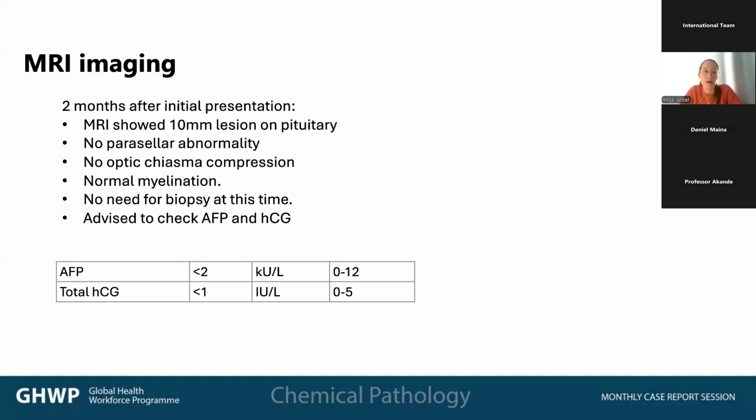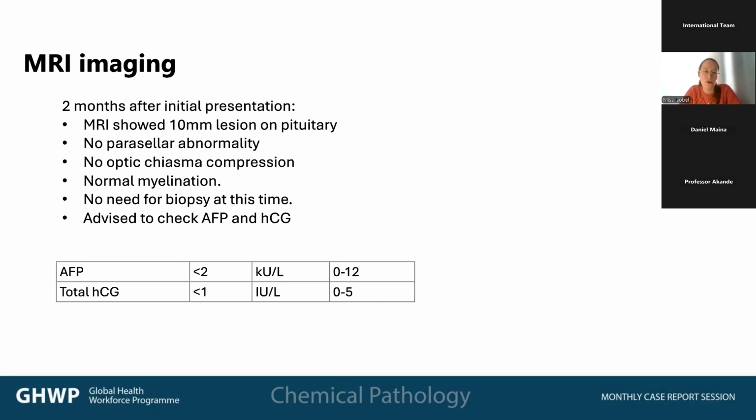So they started doing MRI imaging. So 2 months after the initial presentation, she had an MRI, and it showed that there was a 10 millimeter lesion on the pituitary. There was no parasellar abnormality and no optic chiasm compression. So her vision wasn't being affected at this stage. There was normal myelination, and they decided there was no need for a biopsy at this time.